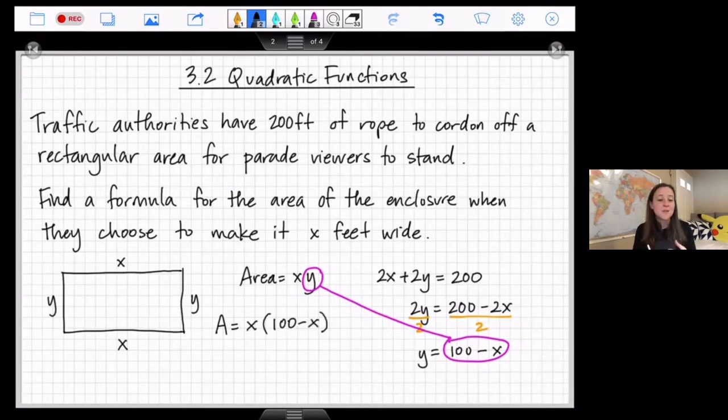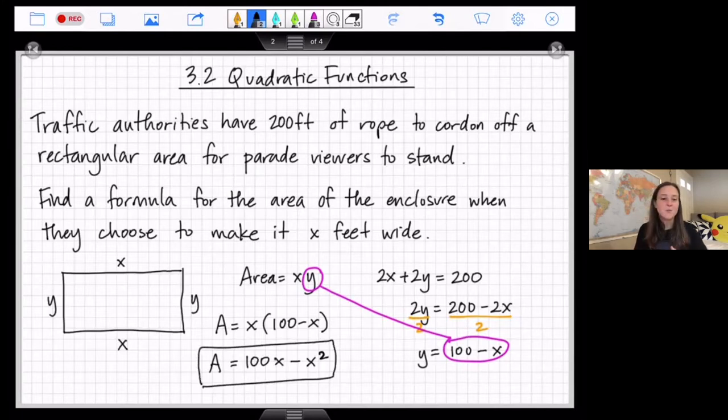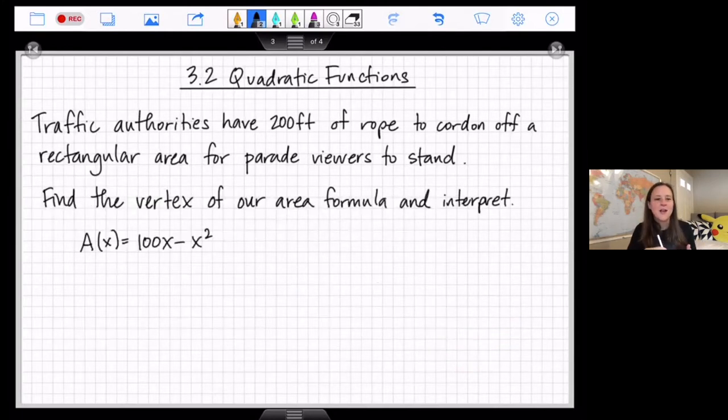So now I have something that is a function. It's a function of x. So all I have to know is x, and then I can tell you what the area of that rectangular enclosure is. I can even simplify this further and distribute that x and make this 100x minus x squared. And I could even use function notation. Now that there's only one variable, we could call this the A of x function. All right, so here is our A of x function.